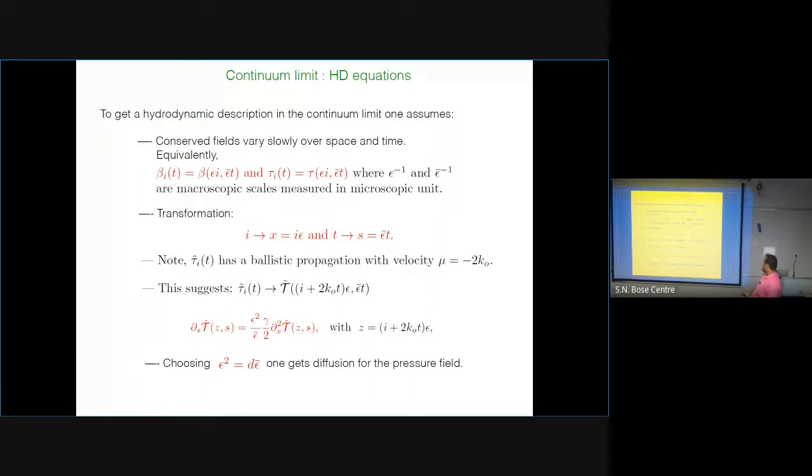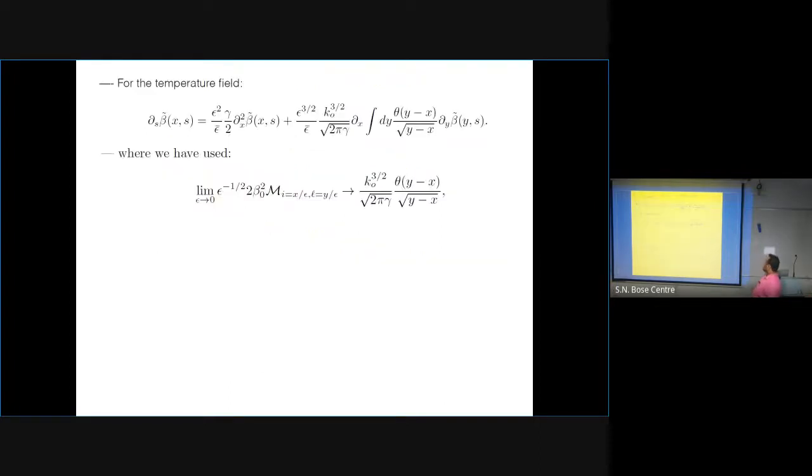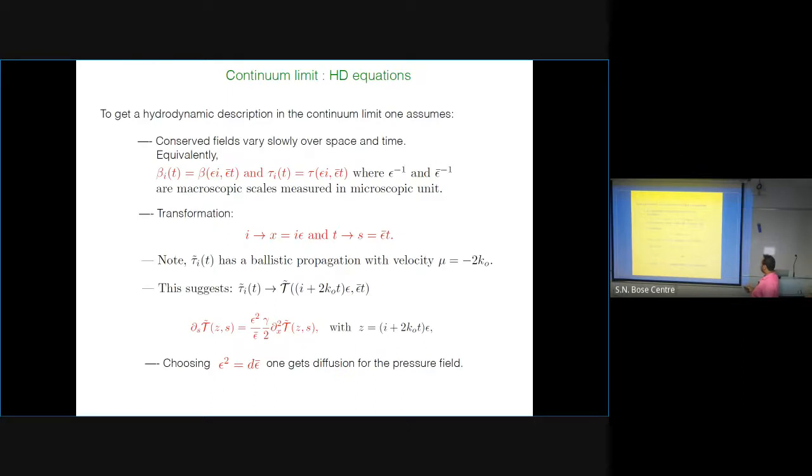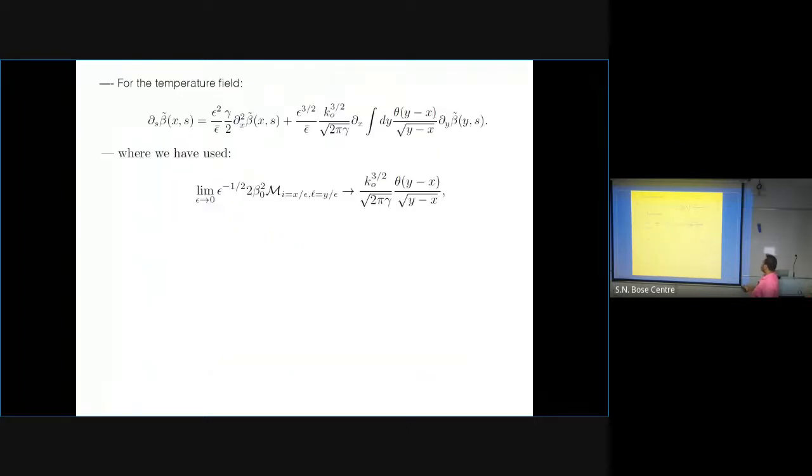And if I assume this scaling, this is the scaling of the length scale, this is the scaling of the time scale. So I should have a relation. Depending on the relation, you get an equation. If I choose this, I get a diffusion equation. Okay, this is very simple. For the temperature field, I can do the same thing, and I get these terms. Very good. And another thing, under this scaling transformation, if I take the epsilon going to zero limit, this function becomes basically this function.